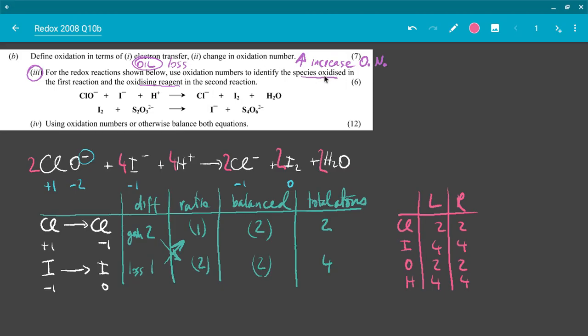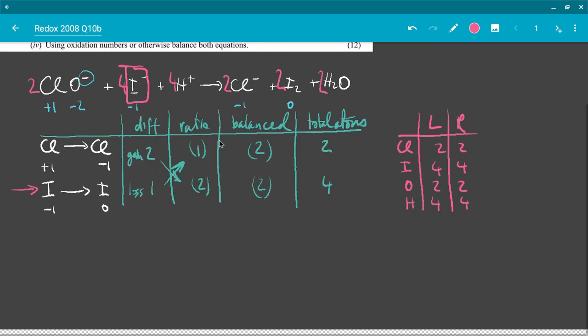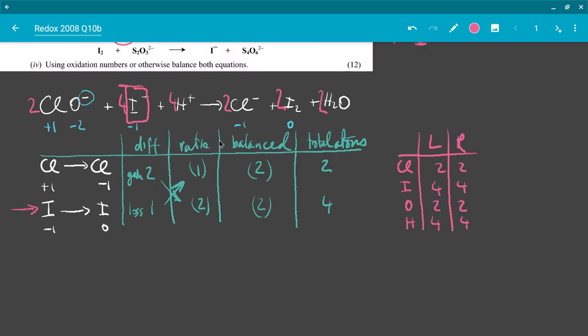Now I need to identify the species oxidized. Oxidation, as I said initially, is loss of electrons. What's losing electrons? Iodine. So the species being oxidized is that one, up here. That one's being oxidized. Now we need to move on to the second equation. Give myself some space down here. I need to be able to see it.